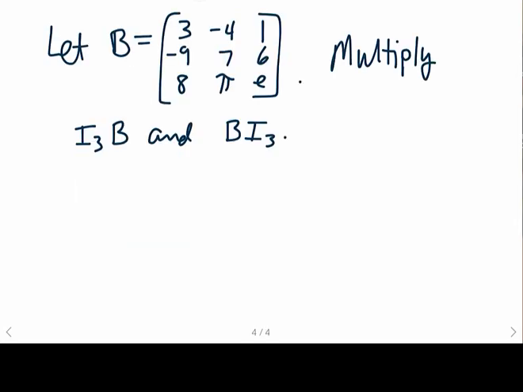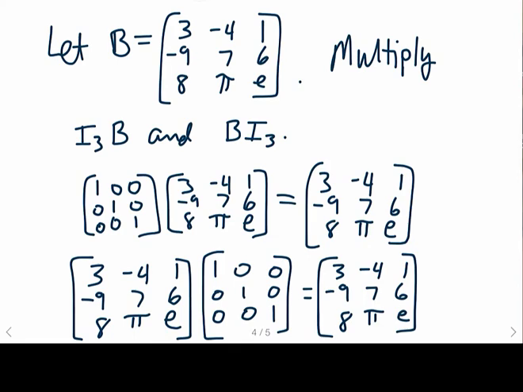Now we move on to the 3 by 3 case. Let B equal the 3 by 3 matrix 3, negative 4, 1, negative 9, 7, 6, 8, pi, e. Multiply I3 B and B I3. So remember that I3 is 1, 0, 0, 0, 1, 0, 0, 0, 1. And I want you to go ahead and perform both of these multiplications. Pause the video and then come back. And hopefully by now you're seeing how the ones and zeros work together to give us back the matrix that we started with. In other words, in this case, B each time.